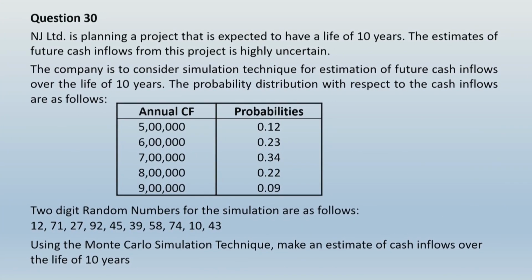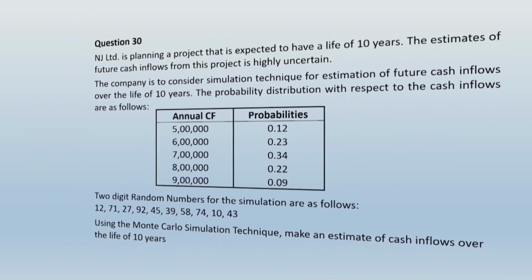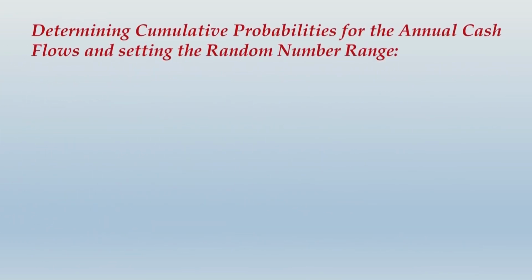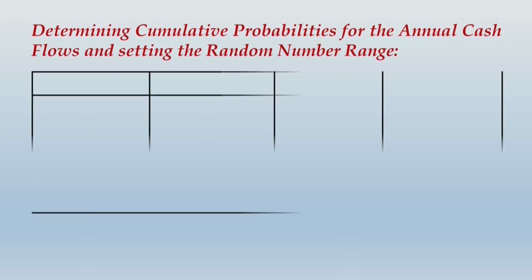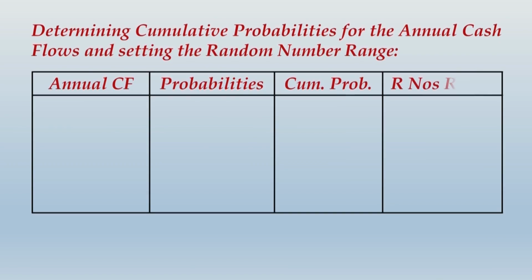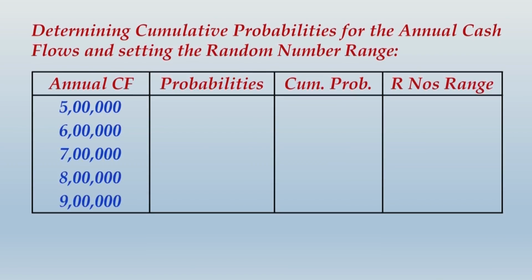So let me show you the calculation of cumulative probabilities and setting the random number range. So you please write the heading in your solution: determining cumulative probabilities for the annual cash flows and setting the random number range. So in a small table, you just make up these 4 columns. You identify your annual cash flows and plot the given probabilities in the question along with that.